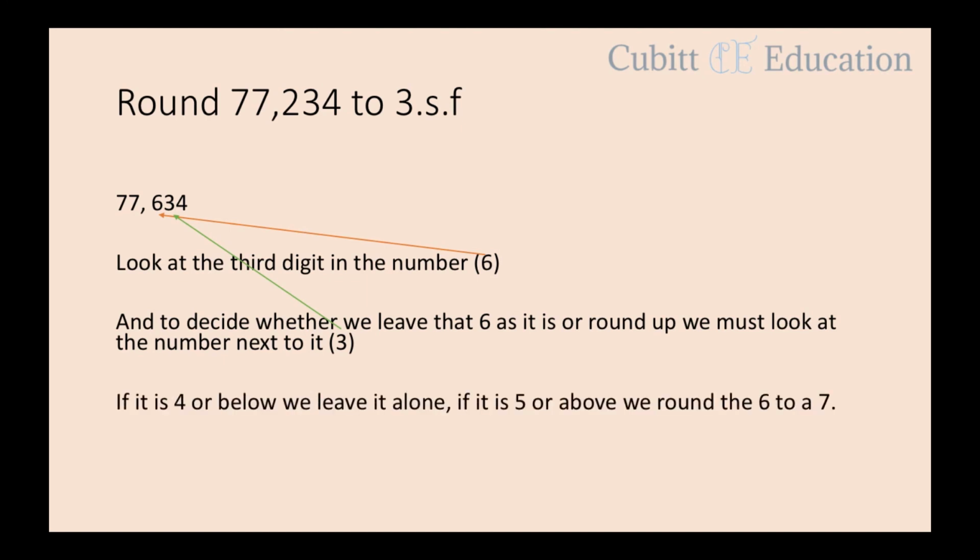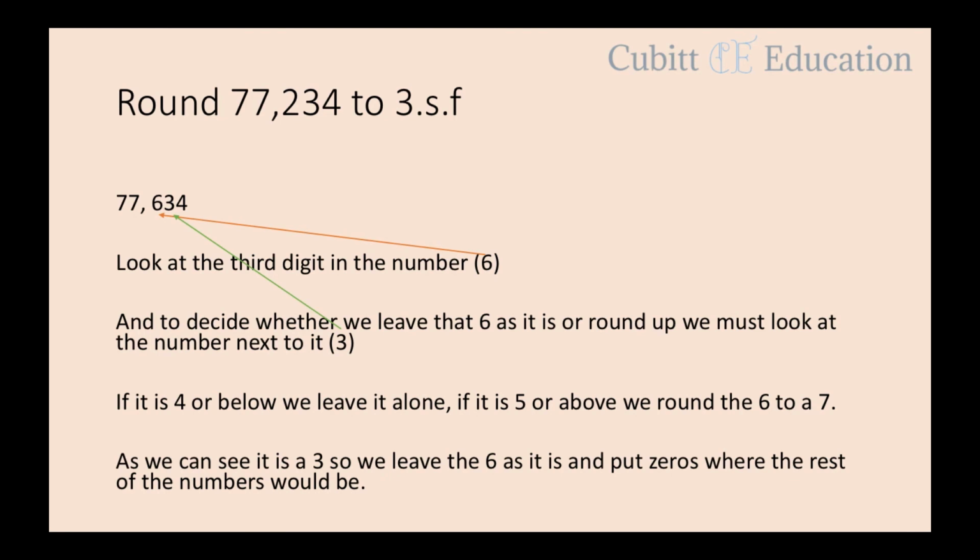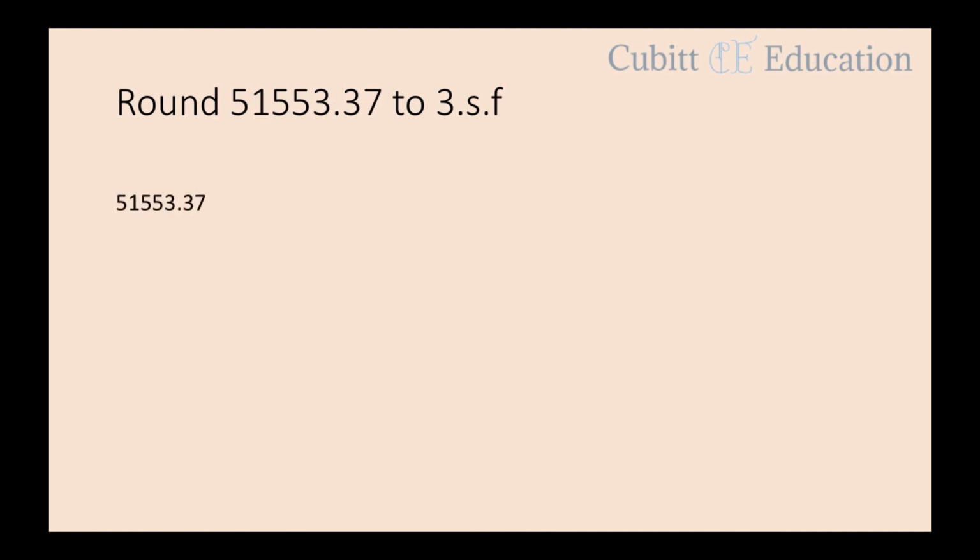Okay? So here's your rule, if you need it. If it is 4 or below, we leave it alone. If it is 5 or above, we round the 6 to a 7. Obviously, it's 4 or below because it's a 3, so we leave the 6 as it is. Okay, so we end up with 77,600 to 3 significant figures. The rest of the numbers become zeros.